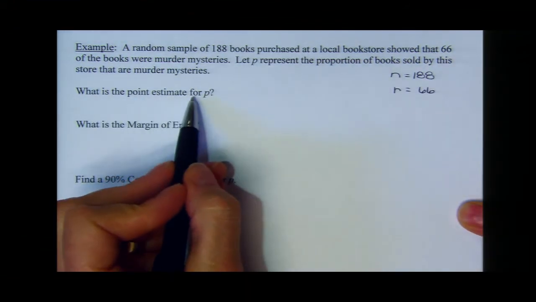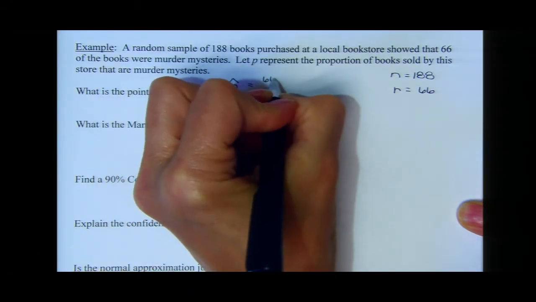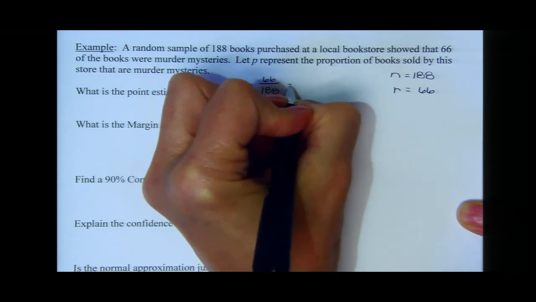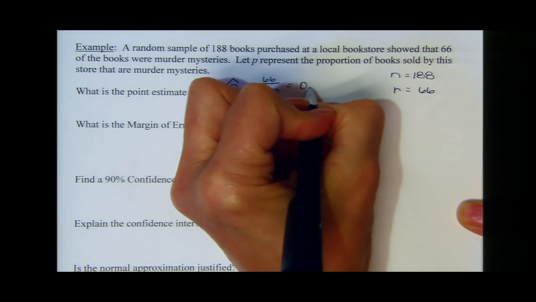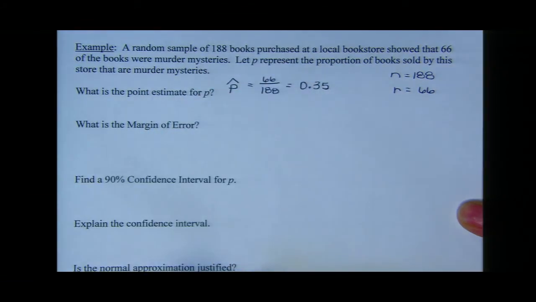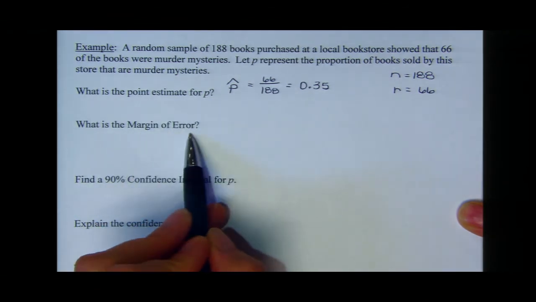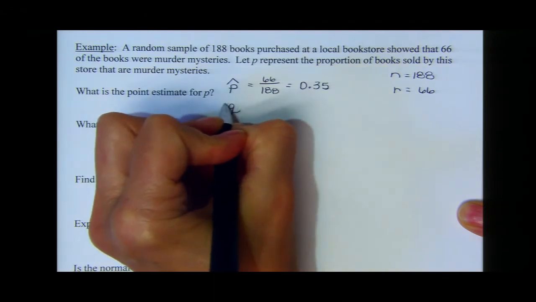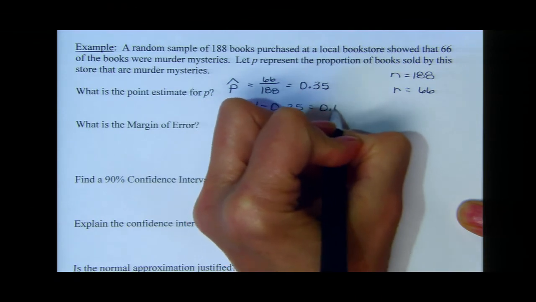So it says, what is the point estimate for P? So the point estimate is P hat, which is R over N. And if you take 66 divided by 188, you get 0.35106. I'm just going to go out 2 decimal places, so approximately 0.35. Be careful with that on WebAssign. Now it asks for the point estimate of P, but I know I'm going to be calculating the margin of error, so I'm going to go ahead and calculate Q hat as well, which they are complements, so that would be 0.65.